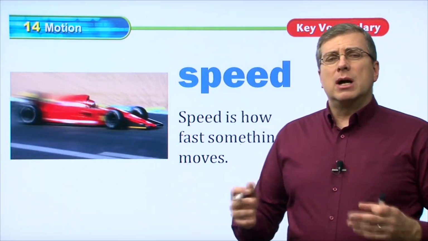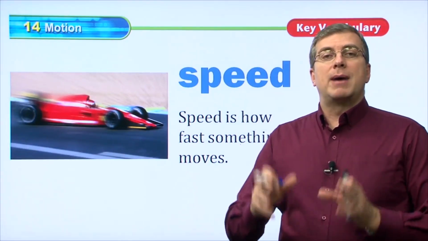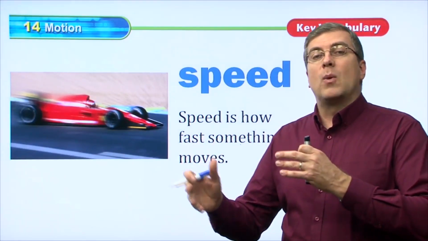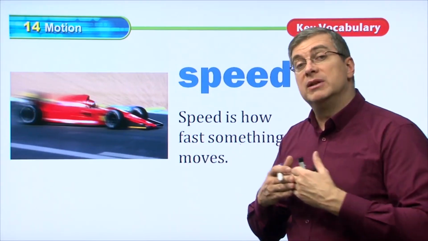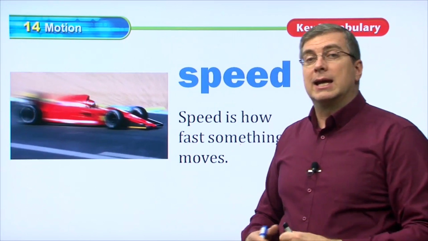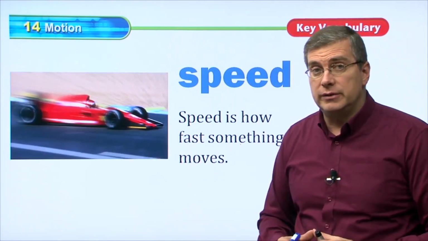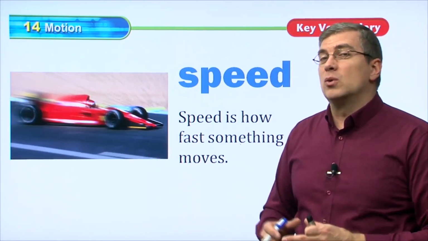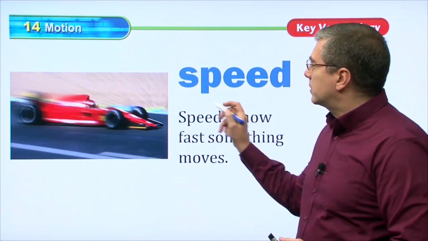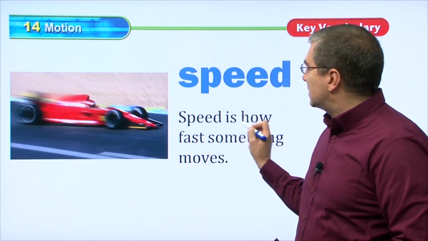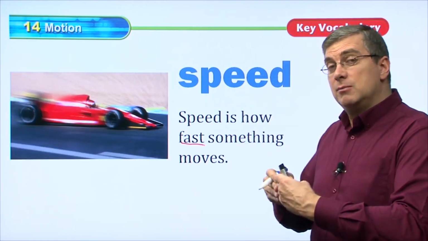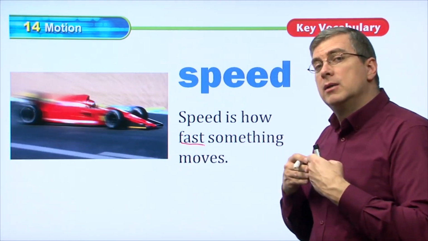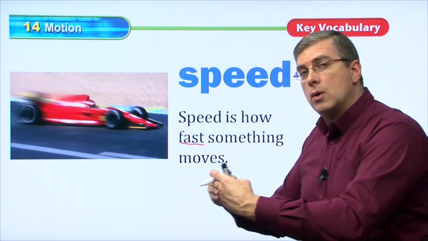Speed. Now, when we talk about motion, we can talk about different ways to move, right? Movement can be fast, it can be slow, okay? It can have lots of different directions, right? There can be different reasons for motion, but right now we're talking about speed. Speed is how fast something moves. So like I said, something can move fast or it can move slow, right?